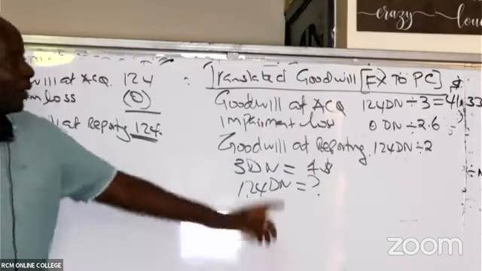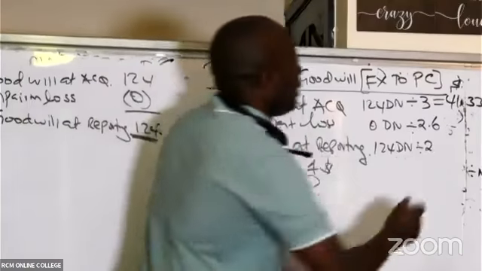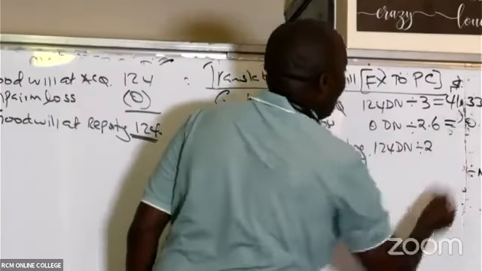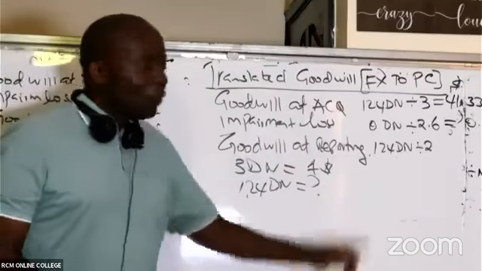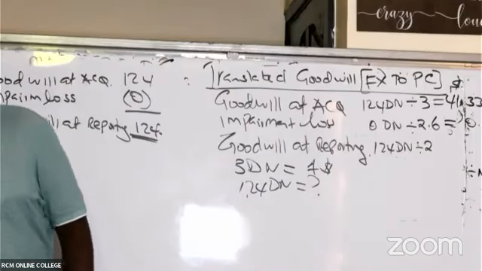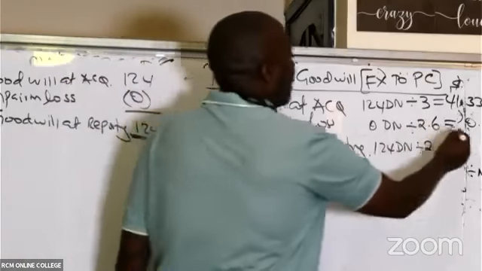How about this average? Of course, loss. This will be 0. And ladies and gentlemen, we have goodwill at reporting. 124 divided by 2 is quite an easy one. At reporting is 62.